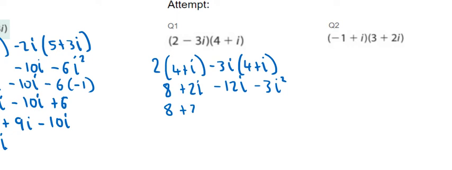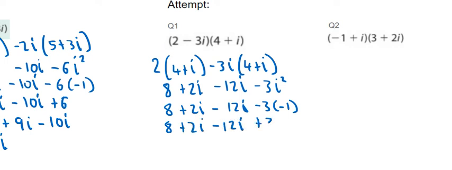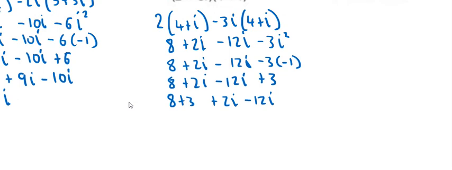Then we get 8 plus 2i minus 12i, and you can take shortcuts here if you're fairly sure you know what you're doing. Minus 3 multiplied by minus 1, because i squared is minus 1, is going to be plus 3, because minus 3 multiplied by minus 1 is positive 3. Then 8 plus 3, we're putting our real parts together and our imaginary parts together. So the 2 imaginary parts are the 2 that were in the middle. 8 plus 3 is 11, and 2i take away 12i is minus 10i. So 11 take away 10i.